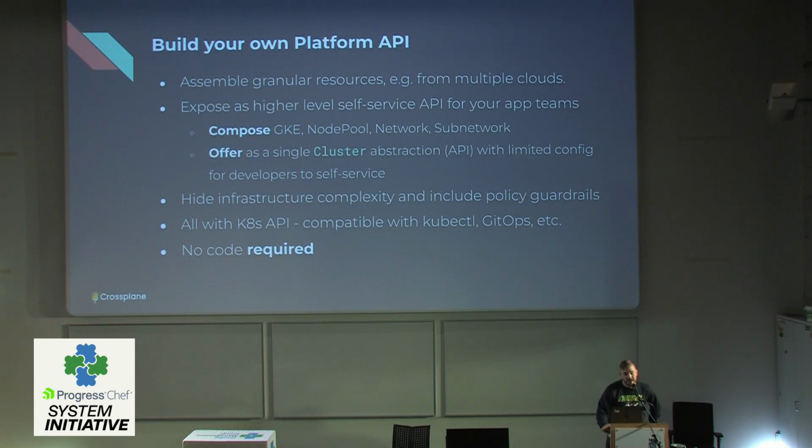So build your own platform API. As I said, we want to assemble granular resources from multiple clouds or pretty much from anywhere and expose them as a high-level self-service API for your app teams. That means you can take, for example, if you're running on GCP and you want to create a GKE cluster, it's not done by just creating a cluster. You also need to have a node pool, a network, a subnet network, or pretty much anything else you want to add on top. So we compose this as a single thing and offer it as a single cluster abstraction API with limited configuration to your developers for self-service.